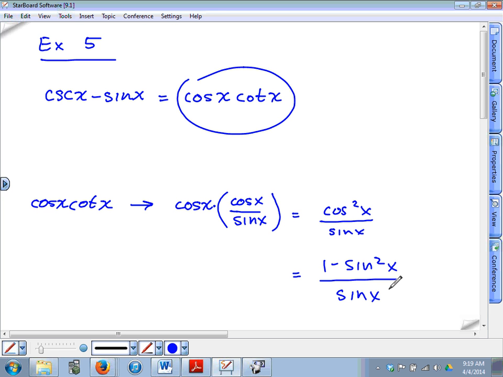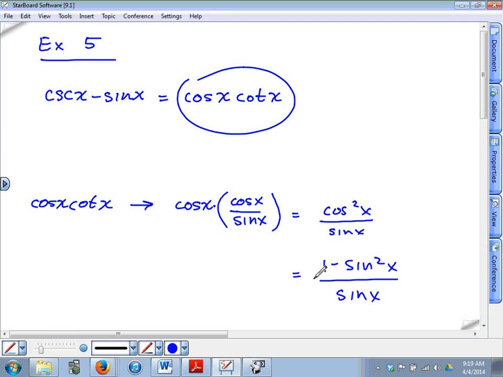And you can cancel one of the sines from the... Well, say that again. You can cancel one of the sines for one of the... We have to separate first. Because this is 1 minus sine squared, you can't mess with the sine squared. It's connected to that term.